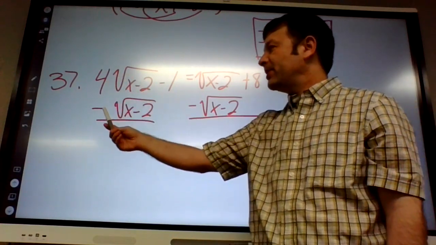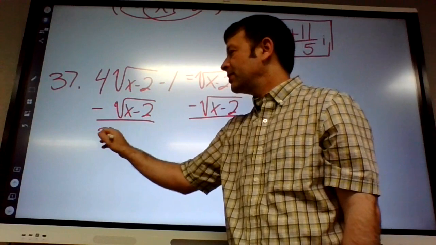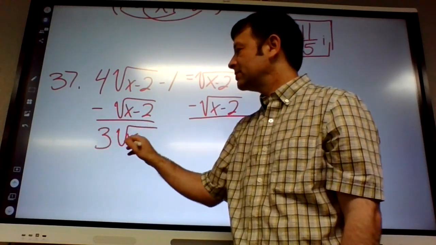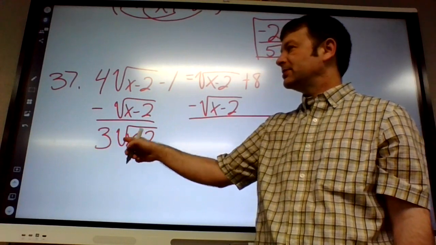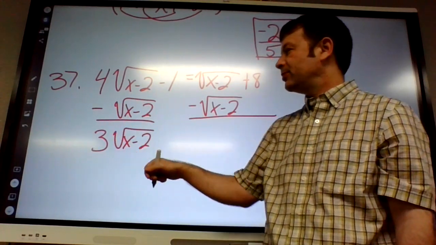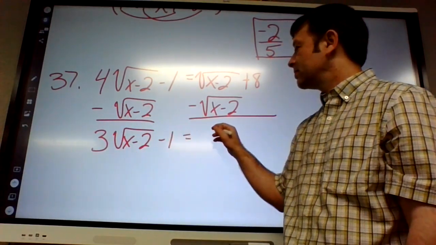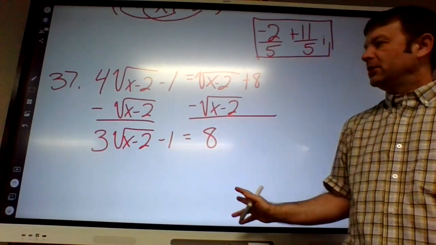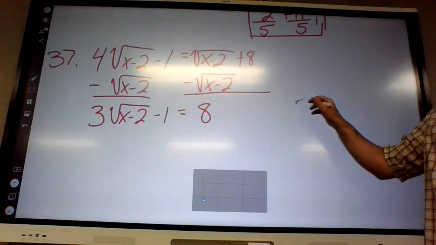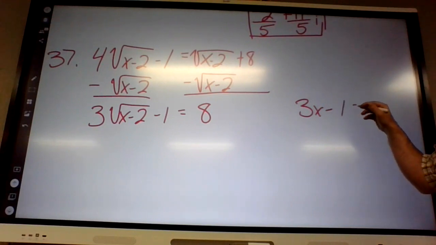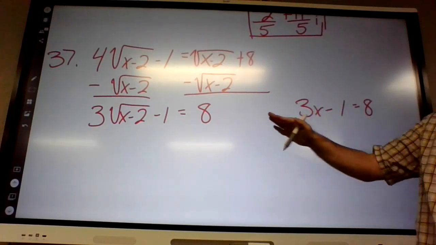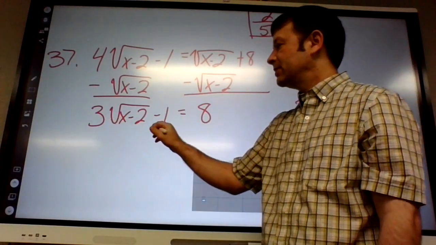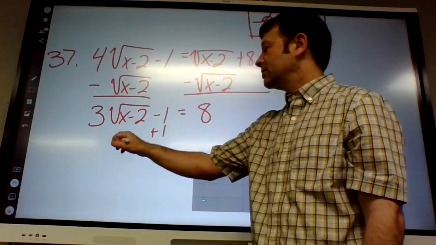4 of these minus 1 of these is 3 of these. It's kind of like 4x minus x is 3x, except it's a weird square root thing. So it's kind of like, how do I solve 3x minus 1 equals 8? Plus 1, divided by 3. You want to get the square root by itself. Plus 1.